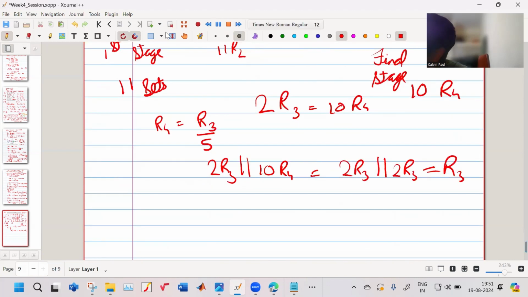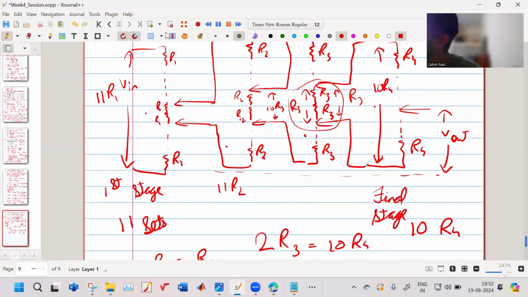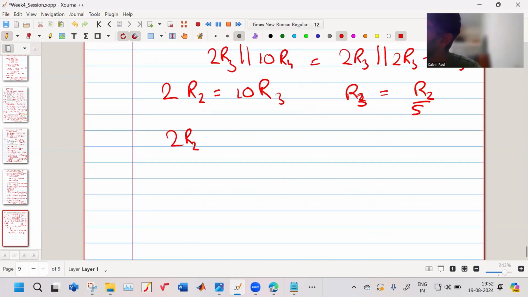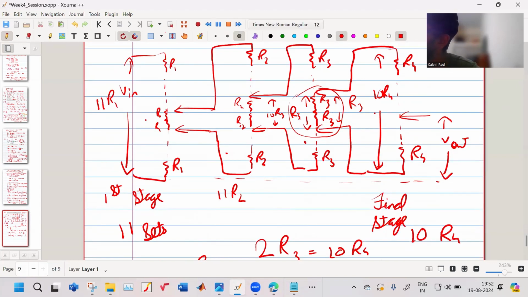And then you must choose 2R2 is equal to 10R3. So your R3 is equal to your R2 by 5. Now again, your 2R2 comes in parallel to 10R3. So that again becomes equivalent to 2R2 parallel to 2R2, which becomes equal to R2. Now this R2 effective resistance across this part, plus again 9R2, gives effective resistance of 10R2 seen from here.